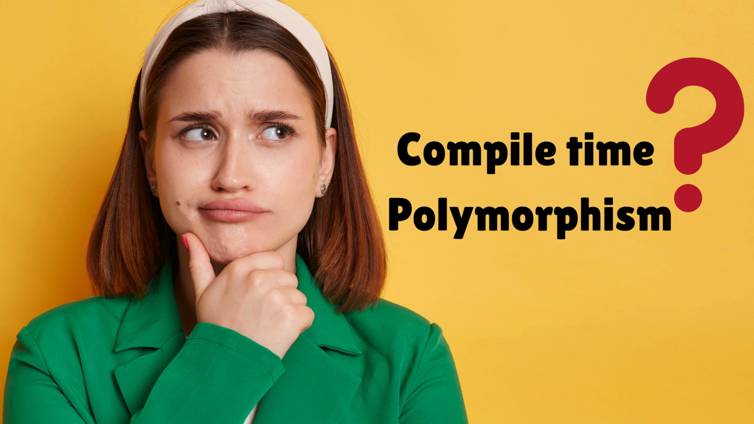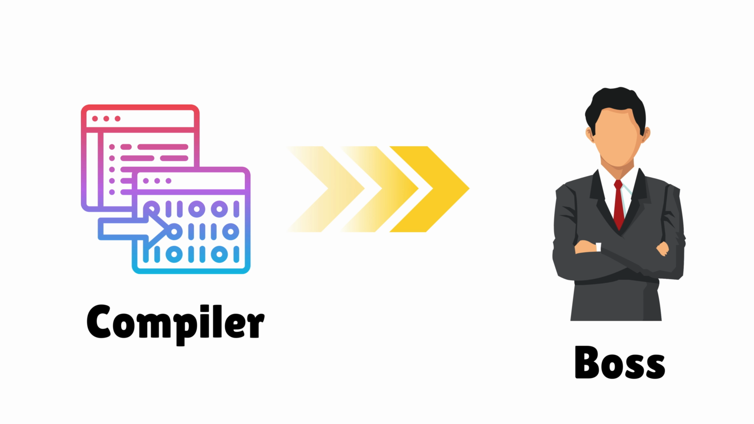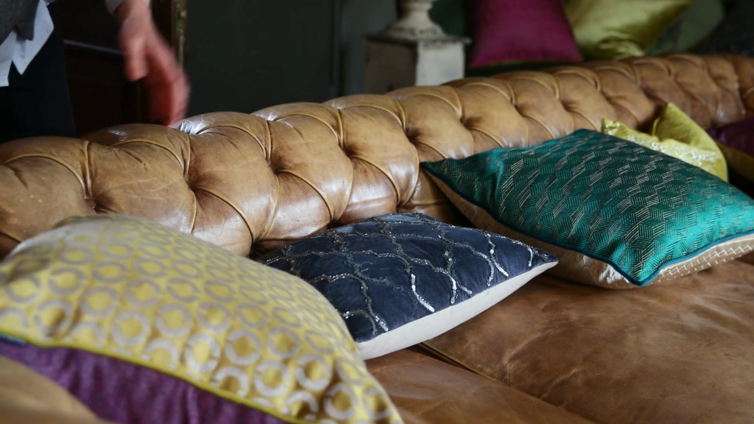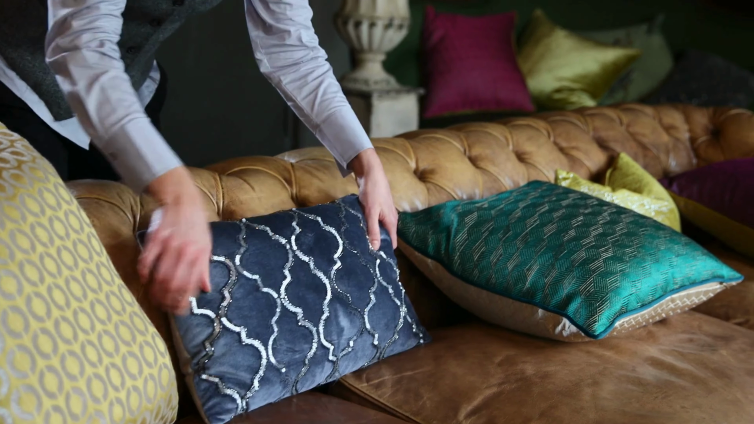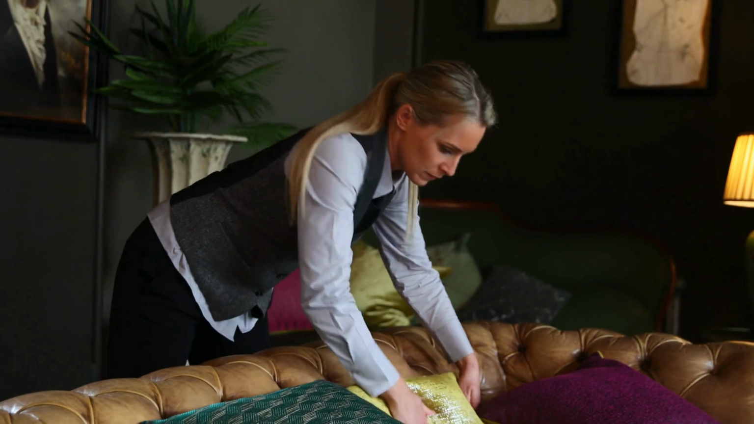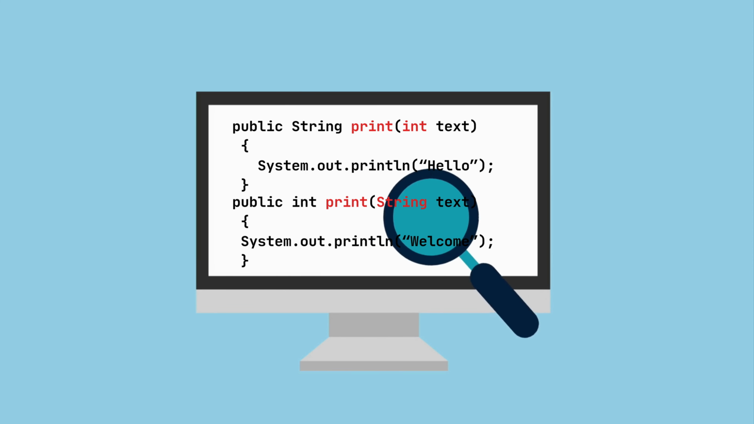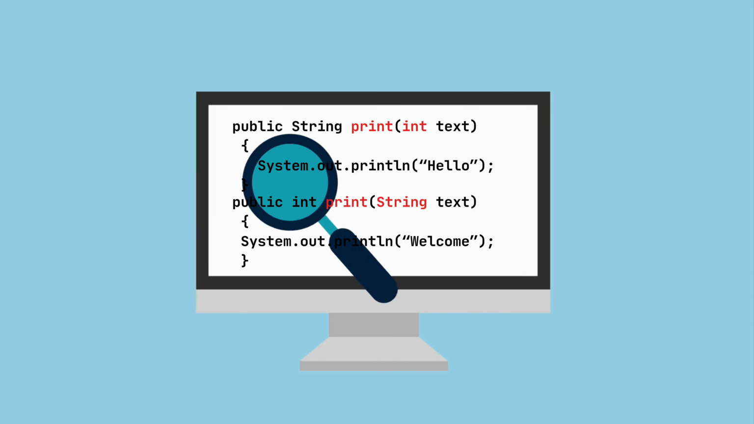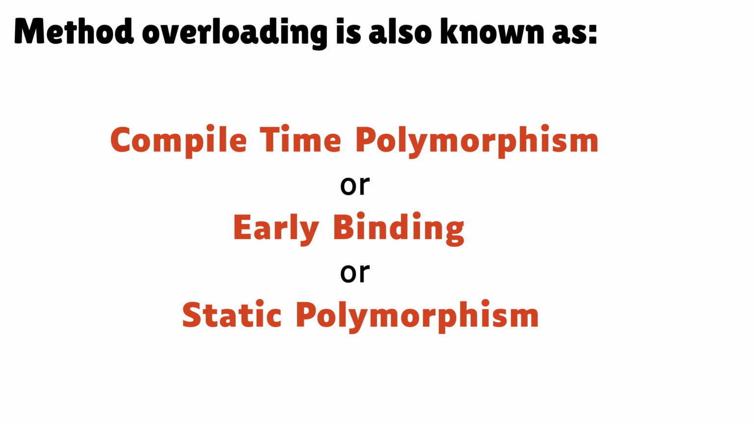Ever wondered why it's called compile time polymorphism? Because Java's compiler is the boss here. Well, think of it like this. Java's compiler is like that super organized friend who wants everything sorted before the party starts. So when you call an overloaded method, the compiler checks the method name and the parameters and says, "Ah, I know exactly which one you mean," right there at compile time. So method overloading is also known as compile time polymorphism, or early binding, or static polymorphism.